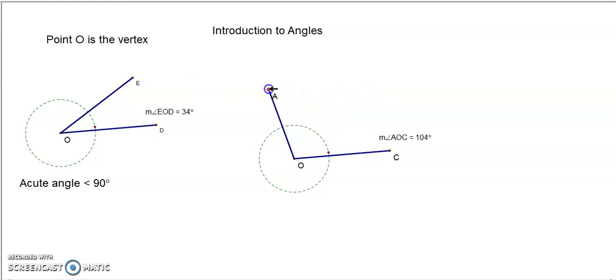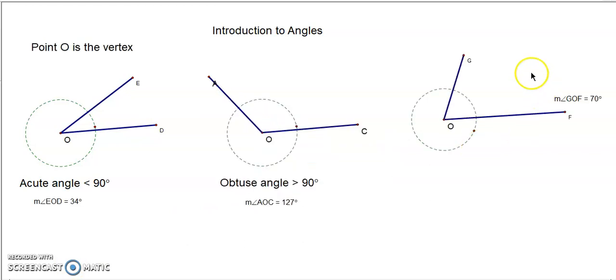Now if the angle is bigger than 90, so if I keep going, here's my 90. If it's bigger than 90, then this is called an obtuse angle. So let's write that down. Now let's go back over here.